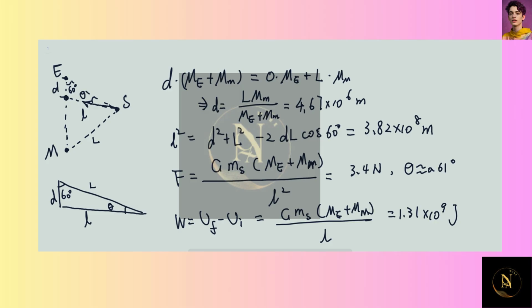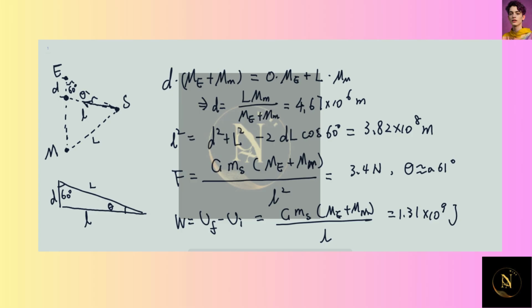Suppose this point is at position 0. So d times the total mass, the position of the center of mass times the total mass, is equal to the position of the Earth, which is at the origin 0, times the mass of the Earth, plus the position of the moon, which is L, where L is the length of the triangle side, times the mass of the moon. From this equation, we can solve that the distance d, the position of the center of mass, is equal to 4.67 times 10 to the 6 meters.